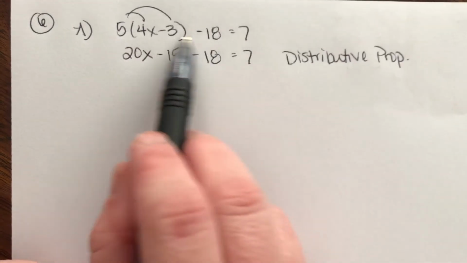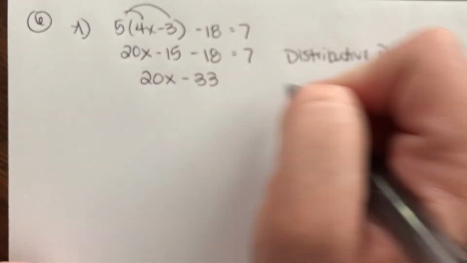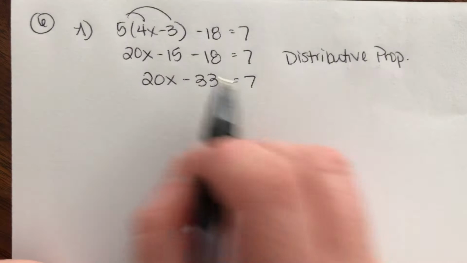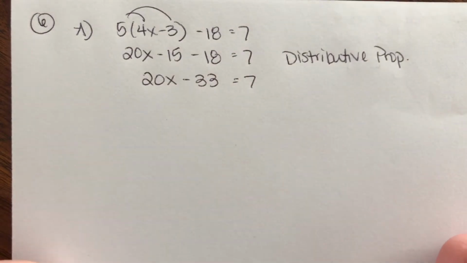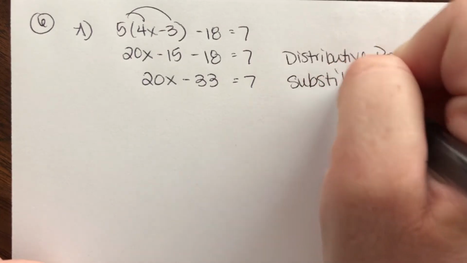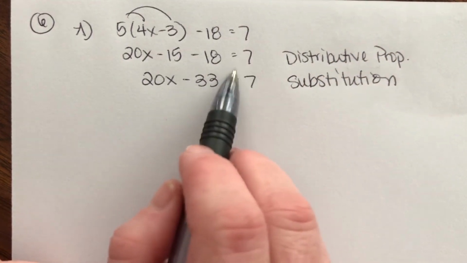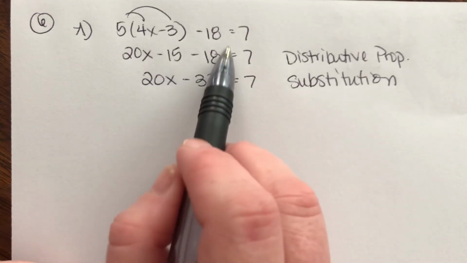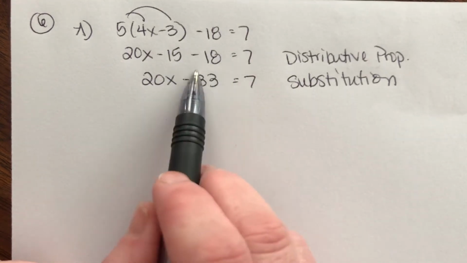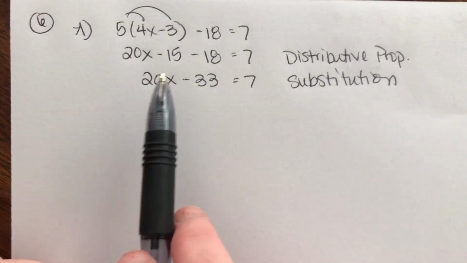What do I need to do next if I'm solving? I need to combine like terms, right? So that's going to be 20x, -15 and -18 is -33, equals 7. All I did was simplify. So whenever you simplify one side, it's substitution. It's not a property of equality because I didn't even touch this side. I only replaced this with a value that is equal to. That's substitution.